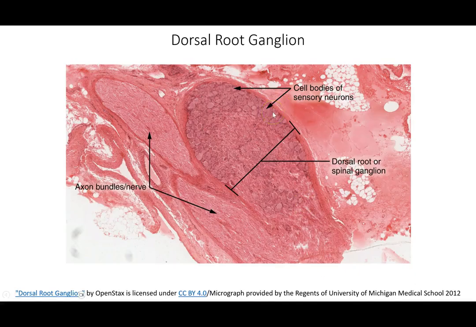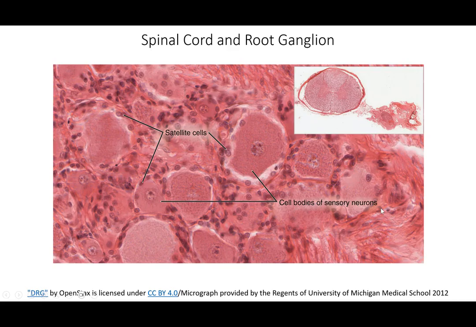This is the dorsal root ganglion. So here are axons, but this structure right here is the actual ganglion. And so in here, all of these little dots are cell bodies. So that is a lot of neurons in that dorsal root ganglia. All right, coming out of that actual dorsal root from the spinal cord.